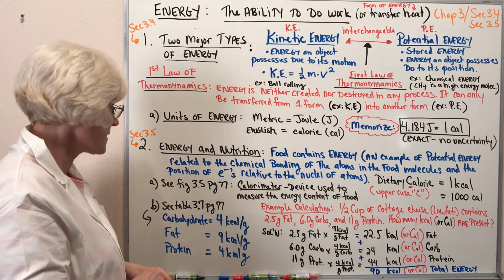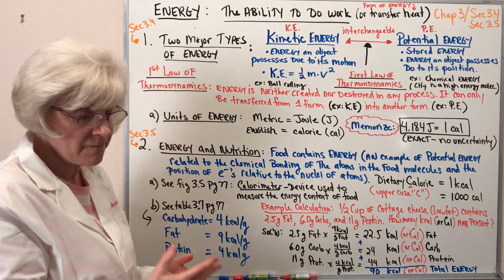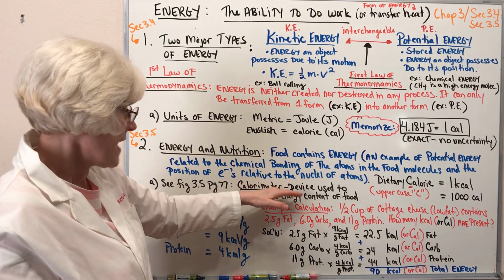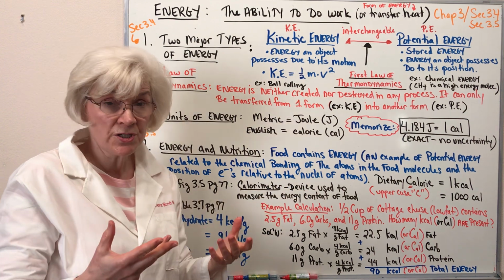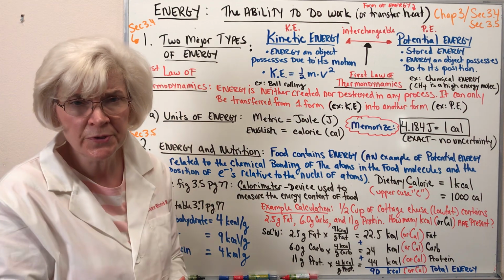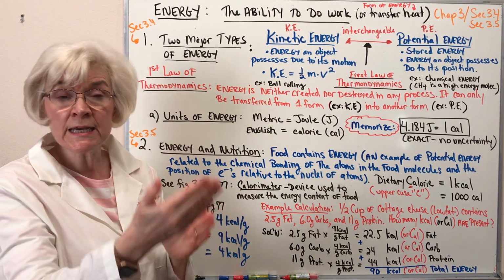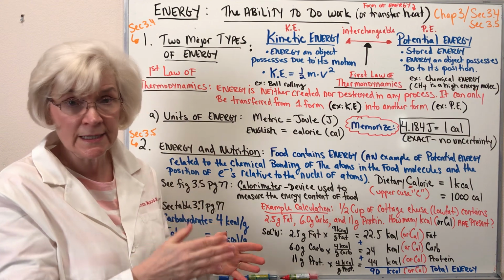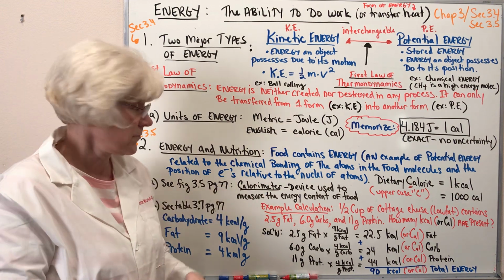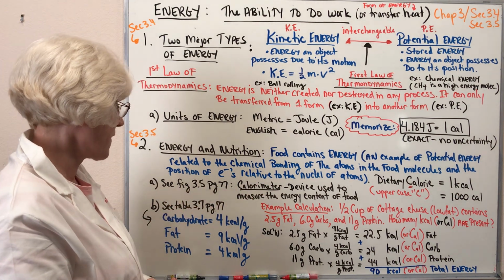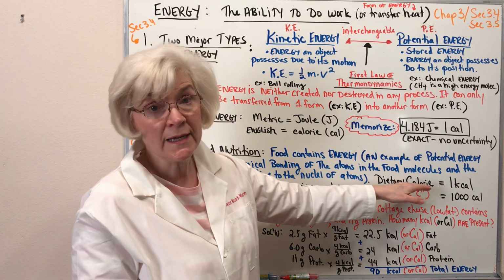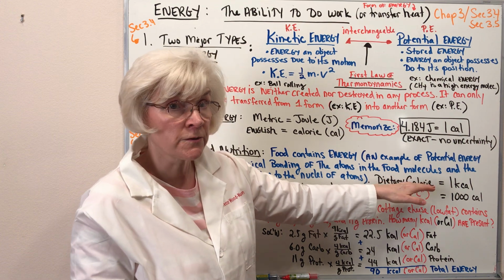If you take a look at page 77, figure 3.5 in the text, you'll see a discussion of a calorimeter. This is a device used to measure the energy content of food. So how do they know what numbers to put on the labels of a food product indicating how many calories are present in it? You can learn about that process, look at the structure of a calorimeter, by looking at figure 3.5, page 77.